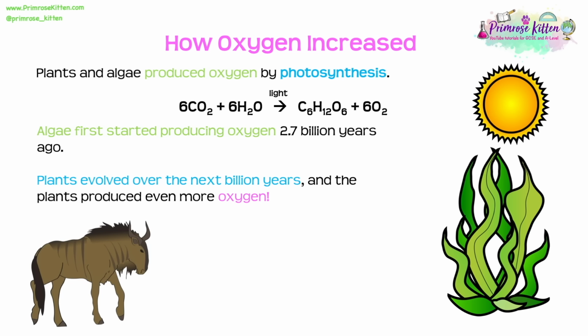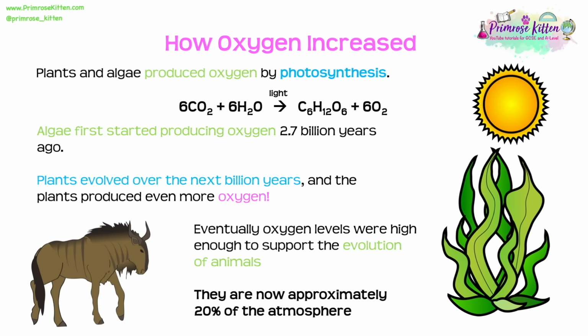And as the plants started to grow, even more oxygen was being put out into the atmosphere because even more photosynthesis could happen. Now, this continued until eventually the oxygen levels had got so high that we could support the evolution of animals, which of course need a lot of oxygen to respire, to grow and to move. So eventually it ended up coming to this 20% of oxygen in the atmosphere which we currently have now.